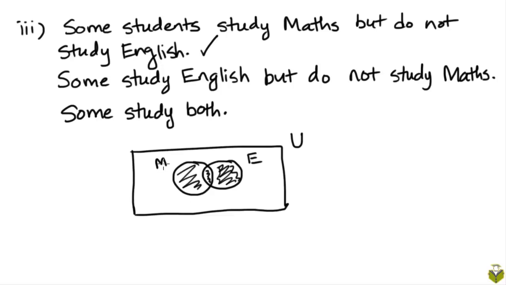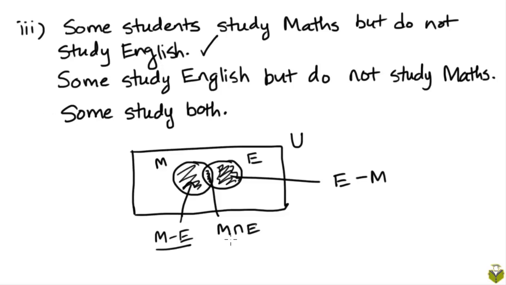So this is the most general relationship between M and E. This region is the set M minus E, this region is the set M intersection E, and this region is the set E minus M. So this verbal description is indicating that all these three sets are non-empty. So this is the most general relationship possible between the sets M and E.